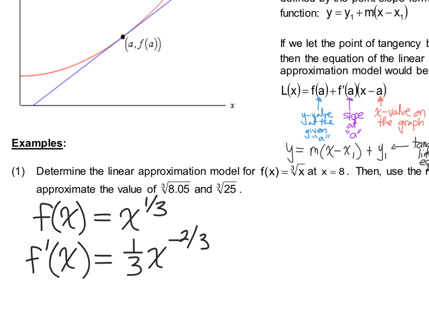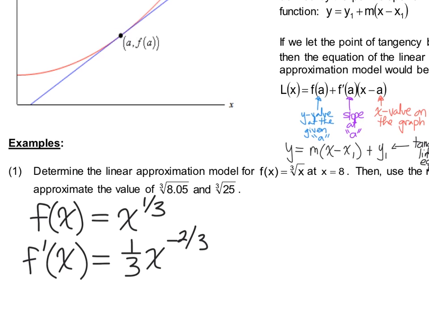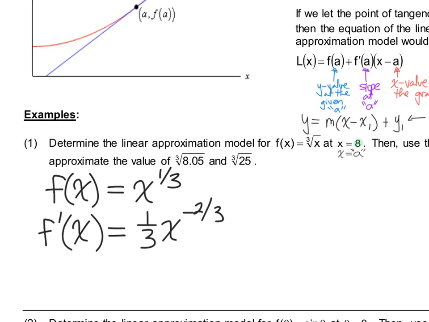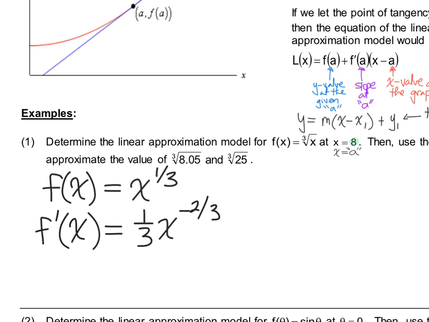It's saying to find all of this stuff, the linear approximation model, so all the stuff that goes with that formula at the x value of 8. So when they give you this piece of information, they're telling us that x is equal to some a value. That's our a value. So that 8 is going to take on the role of a. Just pretend I highlighted it nicely. So I would need f of 8 and f prime of 8.